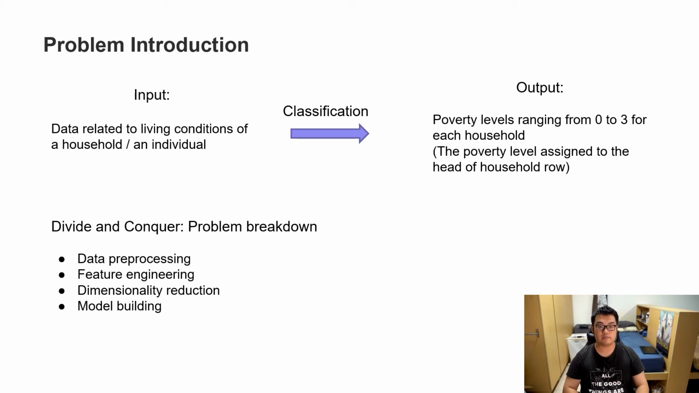Let me introduce the problem. We have a dataset with data related to living conditions of a household or an individual, and we want to predict the poverty level, ranging from 0 to 3, for each household. This is clearly a classification problem.